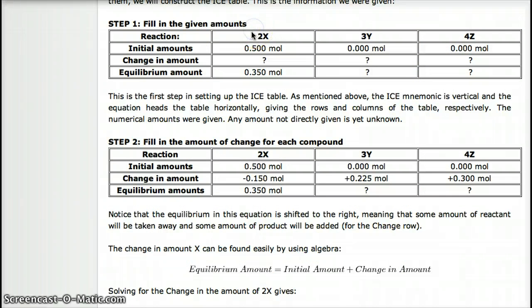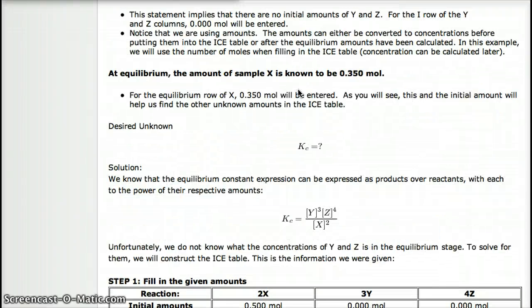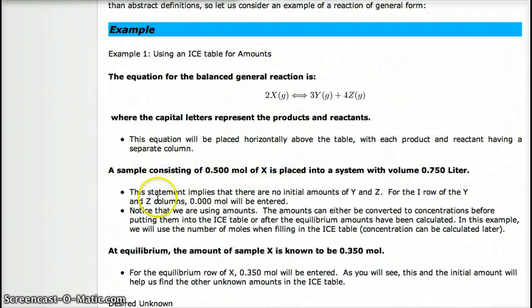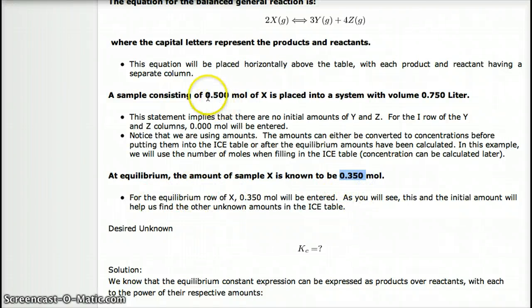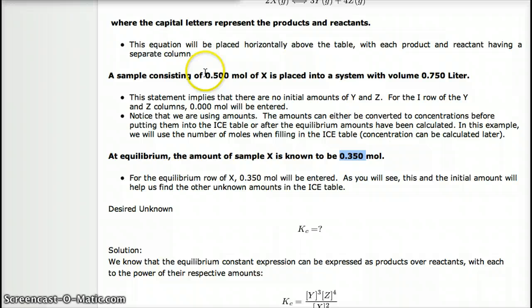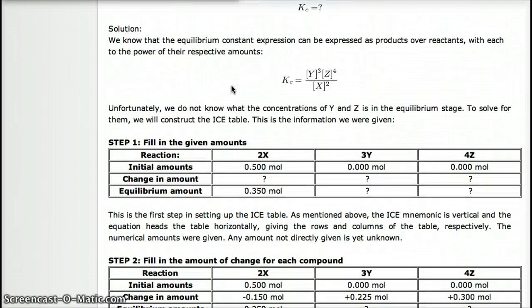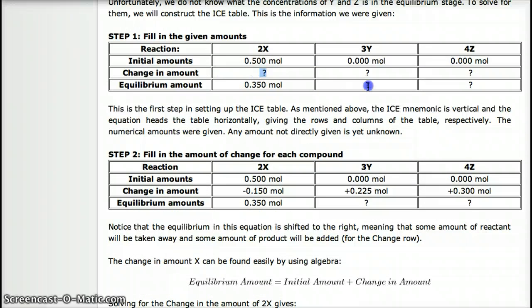This is actually very beautiful. Again, here's your ICE: initial amounts, change in amount, equilibrium. There is your initial amount given, 0, 0, because that's the only thing that's changed. So remember that these two will be a 0 amount. Then you're also given your equilibrium amount, which is given right here and right here. And then all you do is solve for these values right here.